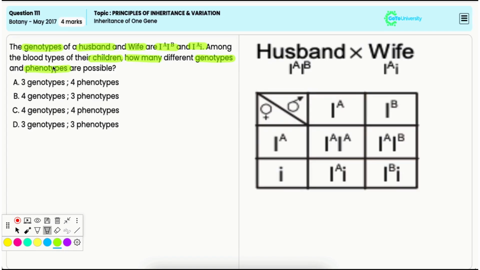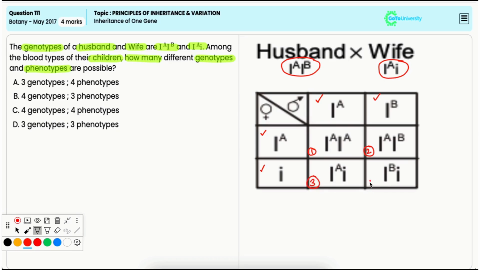Now, as the genotype of the husband is IAIB, the gametes that he will produce would be IA and IB. And for the wife, the gametes would be IA and i. So, after making the Punnett square, we can see that the genotypes of the children are IAIA, IAIB, IAi and IBi.